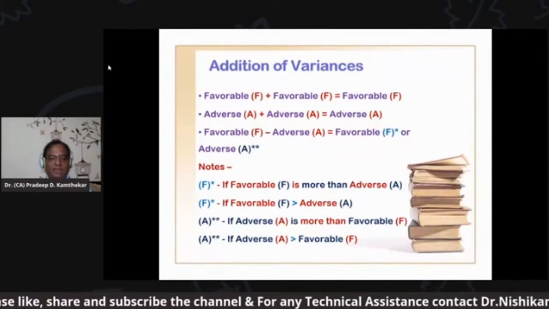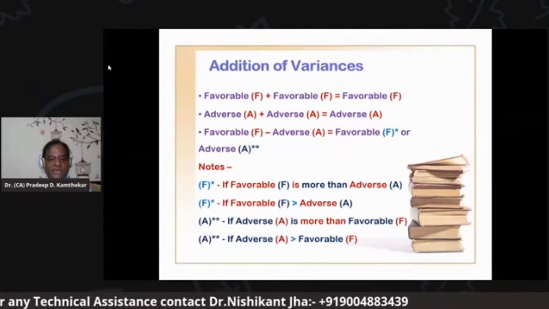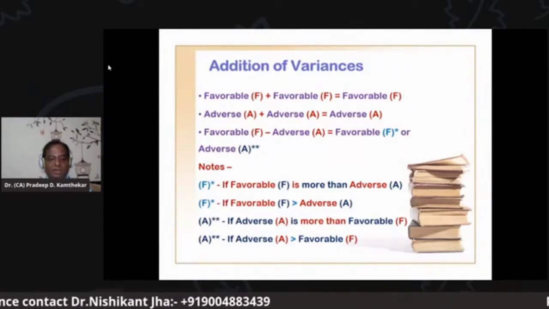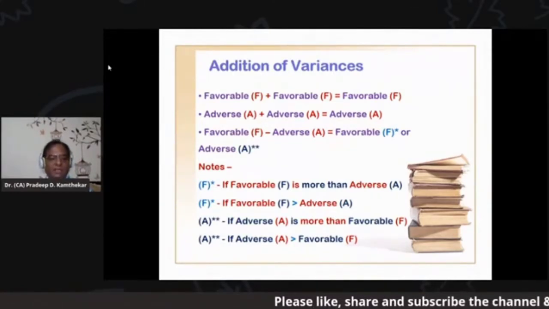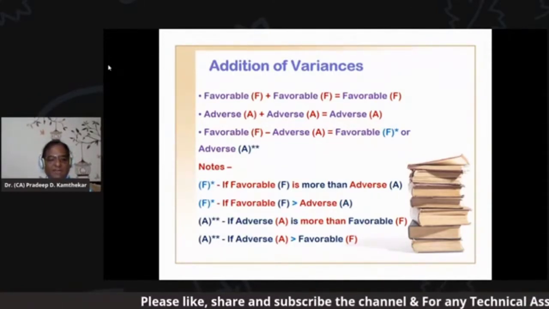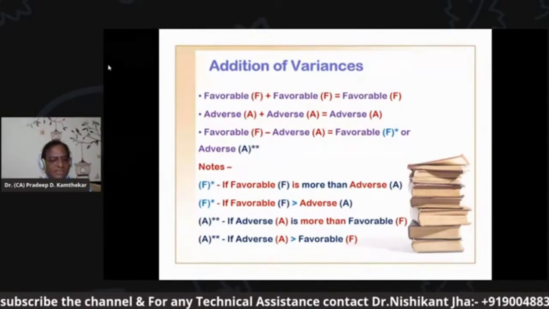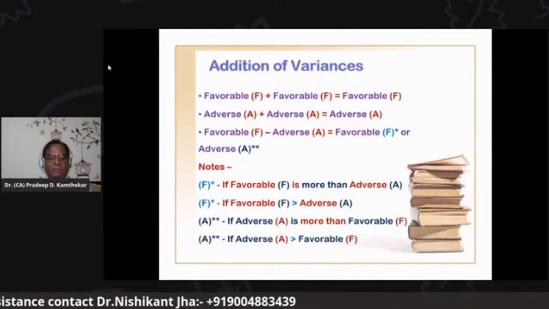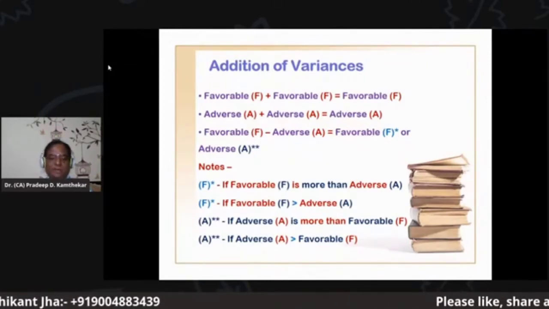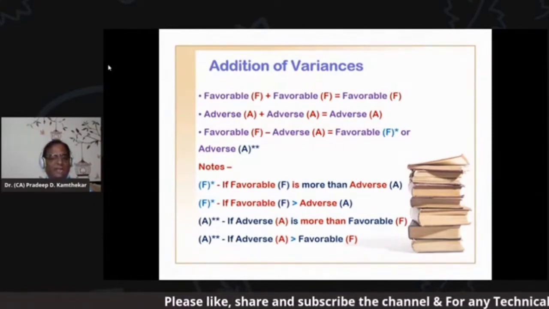For example, say material price variance is favorable plus material usage variance is favorable, so material cost variance will also be favorable. Now, second example, adverse variance plus adverse variance is equal to again an adverse variance only. Say, for example, when material price variance is adverse, when material usage variance is also adverse, then the resultant material cost variance will also be adverse.